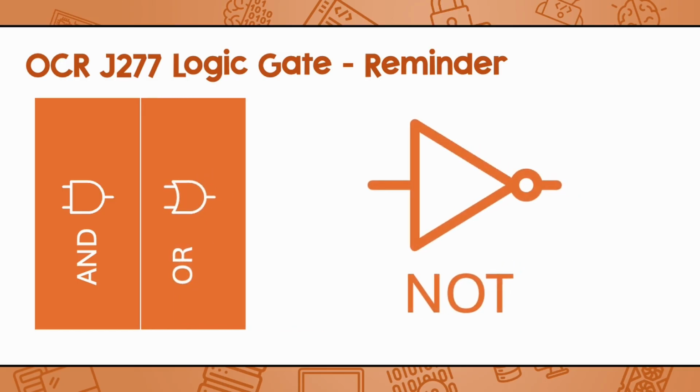And finally, we've got the NOT gate. That is one input and one output, and this will flip whatever the input is. So if we get a positive input, we will get a negative output.